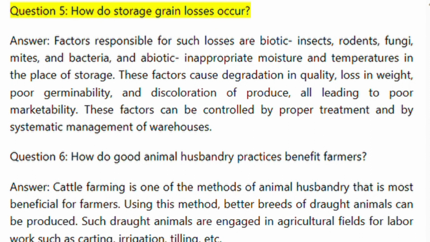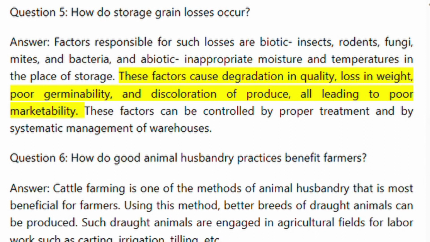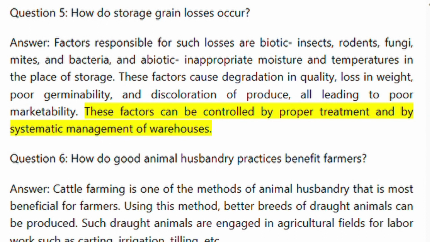Question 5. How do storage grain losses occur? Answer. Factors responsible for such losses are biotic: insects, rodents, fungi, mites, and bacteria; and abiotic: inappropriate moisture and temperatures in the place of storage. These factors cause degradation in quality, loss in weight, poor germinability, and discoloration of produce, all leading to poor marketability. These factors can be controlled by proper treatment and by systematic management of warehouse.